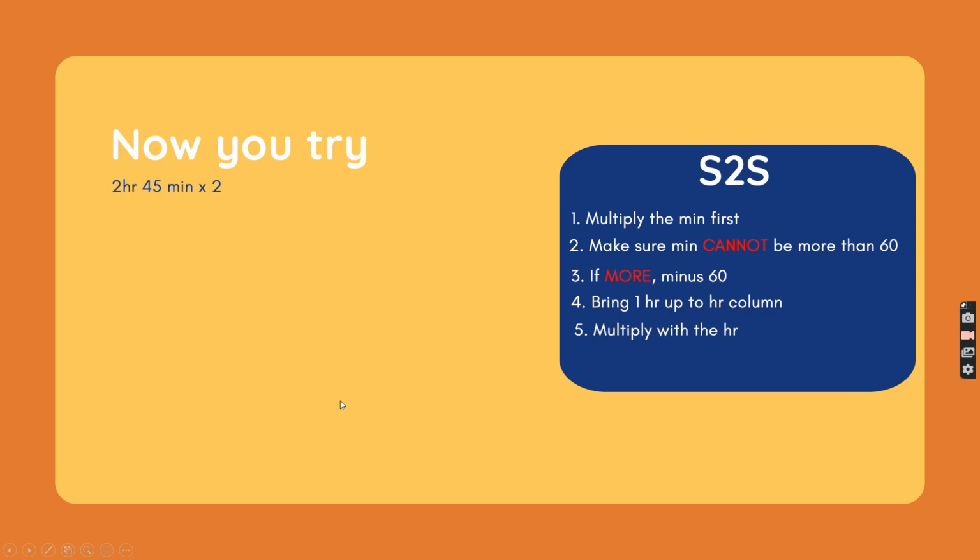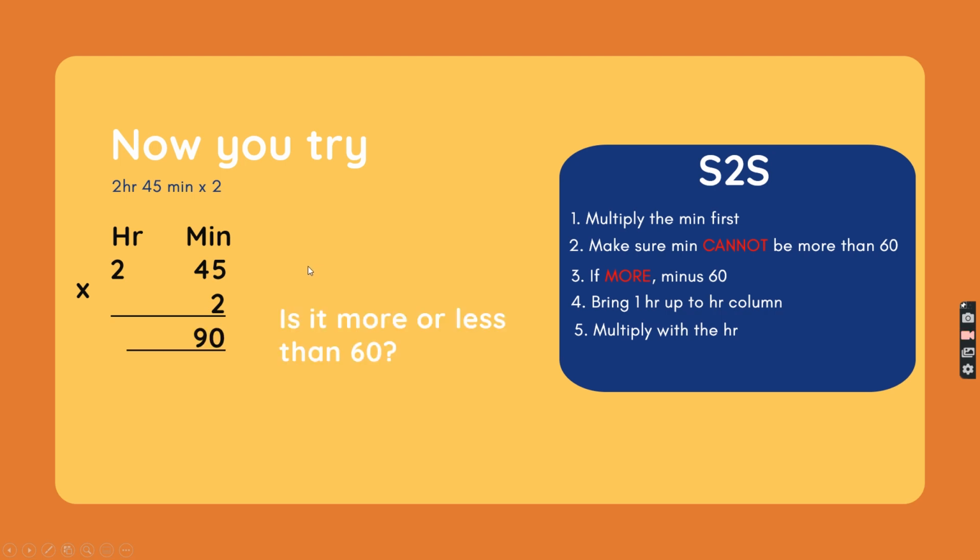Now it's time for you to try 2 hours 45 minutes times 2. I put the S2S right over here for you to refer to. Rewrite this in column form first, and then start with the first one. Multiply the minute first. So 2 times 5, and then 2 times 4. That gives you 90. Now ask yourself, is it more or less than 60?